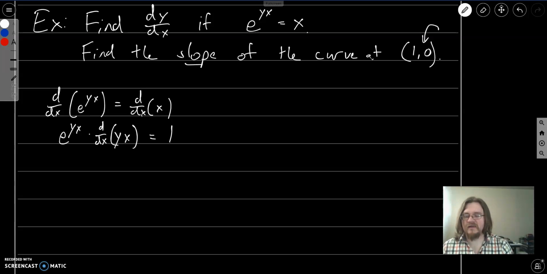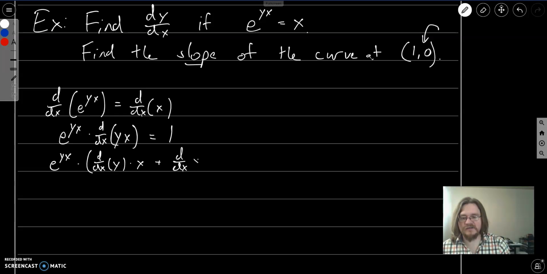And now I have a product rule to do. So I have e to the yx times the derivative of this guy. I'll take the derivative of y times x plus the derivative of x times y. Again, you just take the derivative of one times the other plus the derivative of the other times the first one. And then all this is equal to 1.